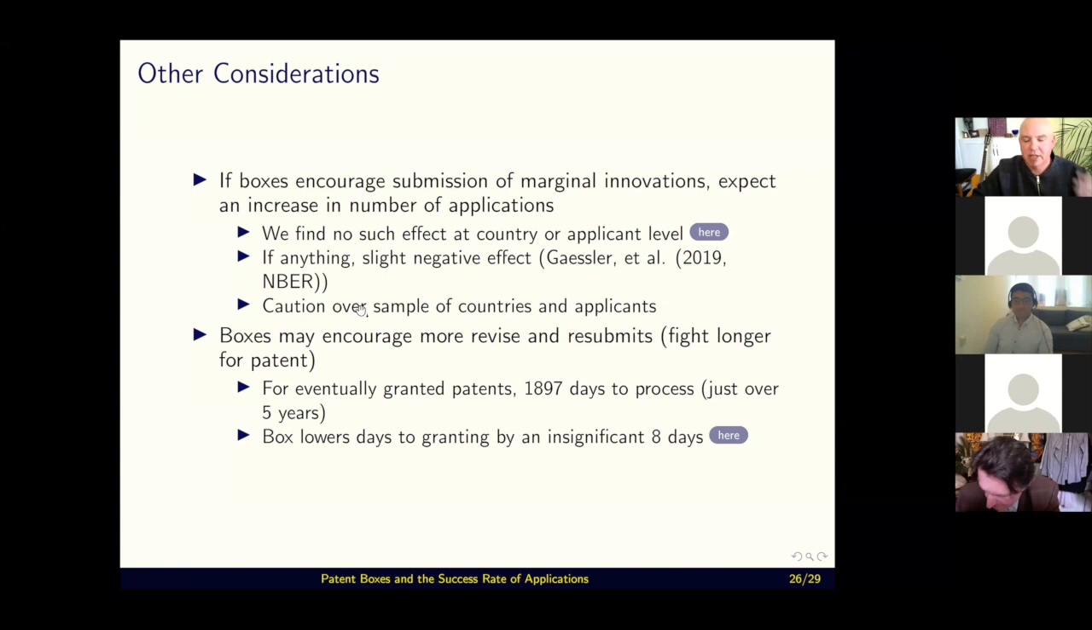The other thing is you might be worried that patent boxes might encourage people to fight longer for revise and resubmits. So when the patent office tells you, no, we're not going to grant that, you can go back and draft a new application, submit that one too. And you can do that in principle as many times as you want. So you can keep fighting longer and longer, hoping to wear them out so they give you the thing. And we find no evidence of that. And so it's not a revise and resubmit thing, people fighting longer so more get over the line. Because if that were true, that should show up in how long it takes for something to get granted. We find no impact there.